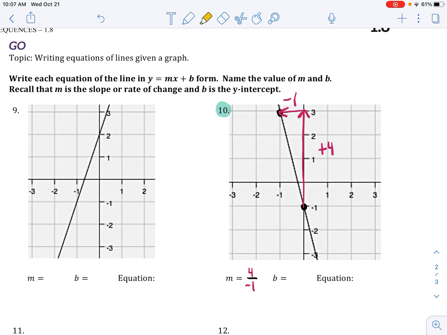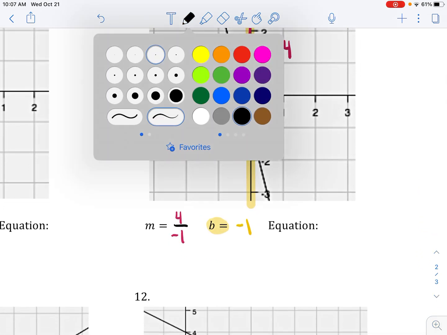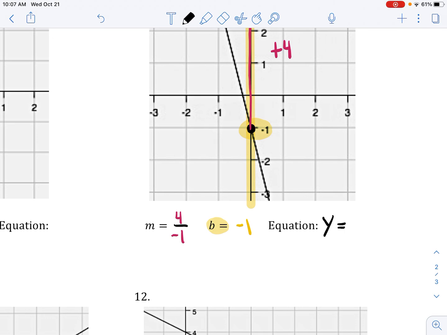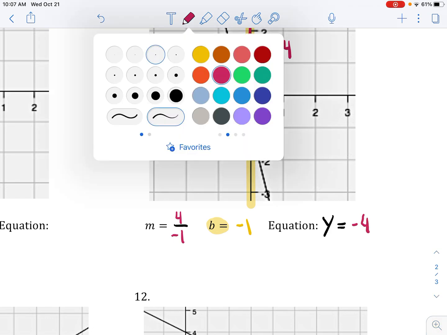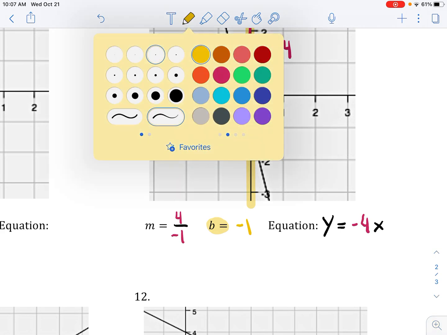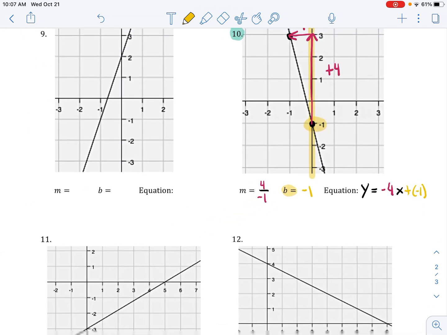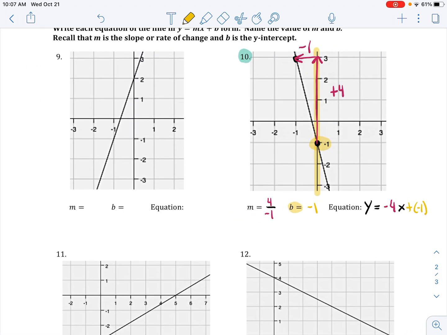My y-intercept, or b, is where it crosses your y-axis. And it crosses right here at negative 1. So my y-intercept is negative 1, which means my equation, y equals m, which is your slope, so negative 4x plus b, so you can either write minus 1 or plus a negative 1. Either way would be correct. And that's the RSG for 1.8.